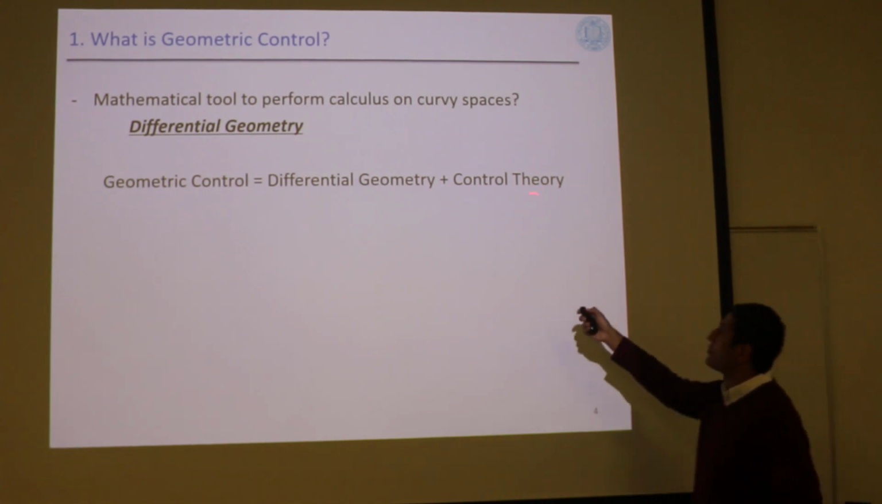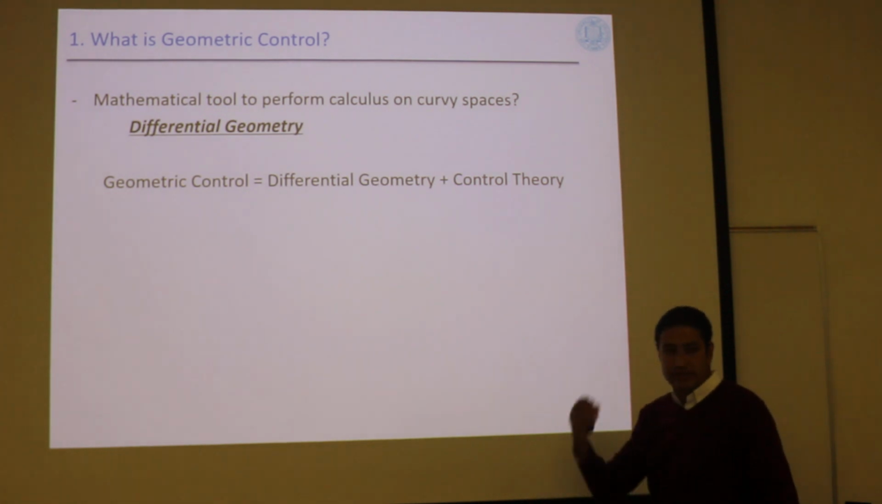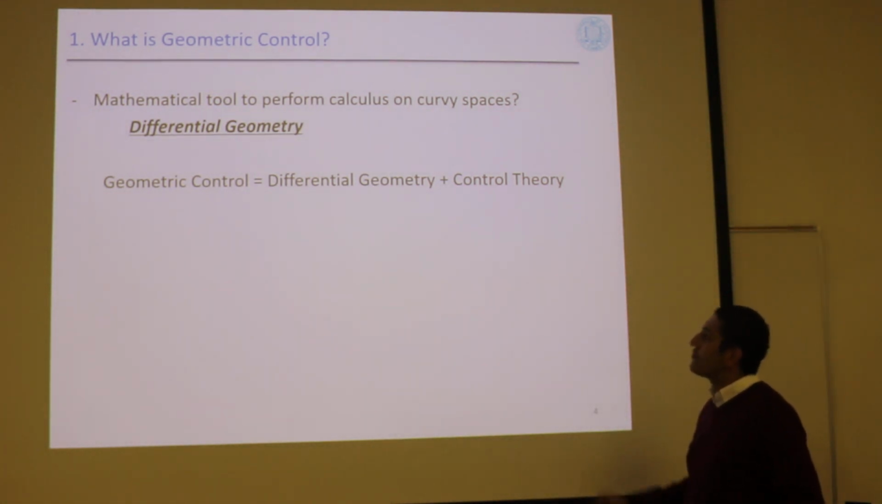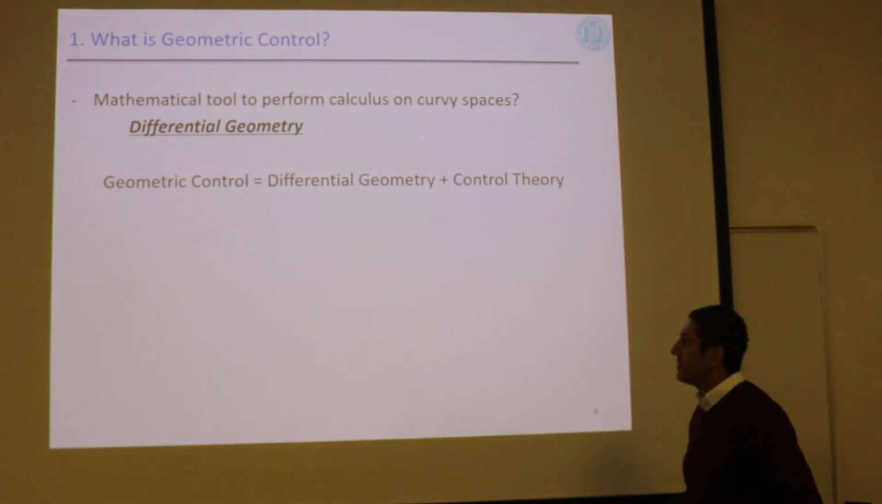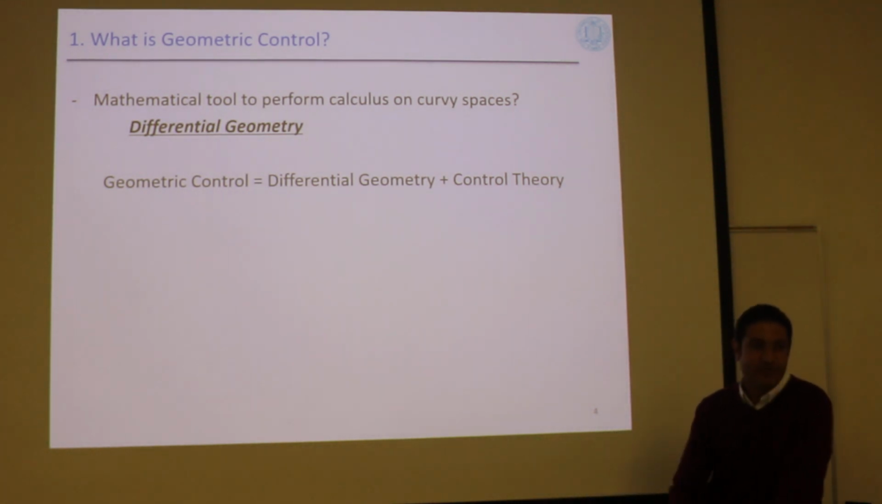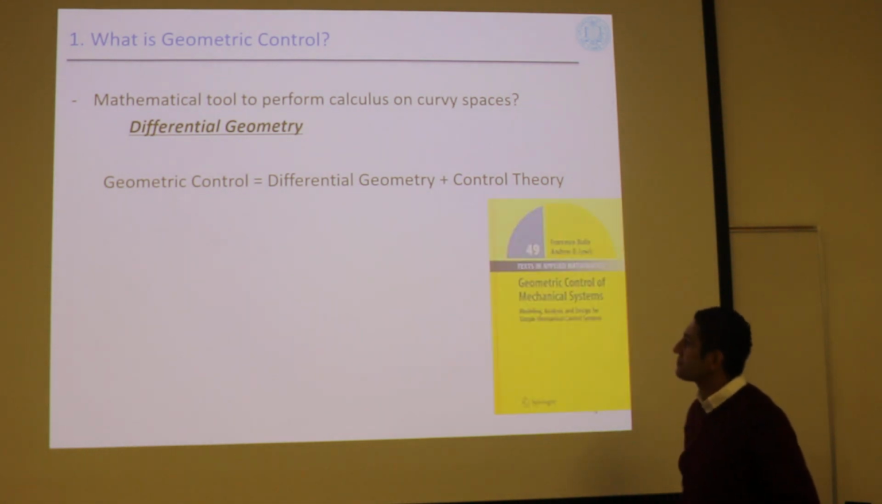So anyway, it's control theory, which is the notions that you are familiar with. Stability, controllability, observability, all these kinds of notions, feedback, written in a mathematical language, written in the differential geometry language. Okay? Why? Because, like I said, almost all systems in mechanics evolve on curvy spaces, and we need this language to better describe the system.